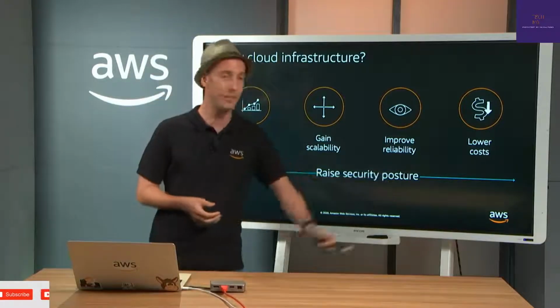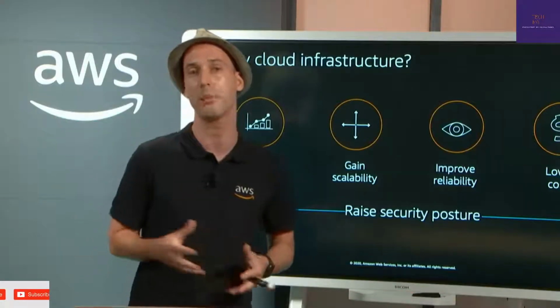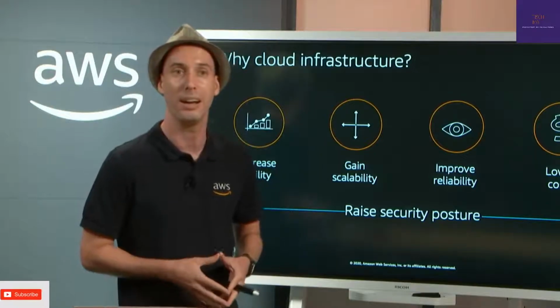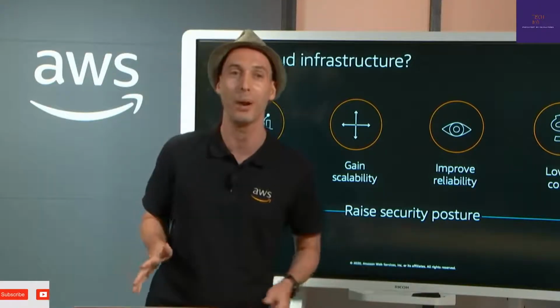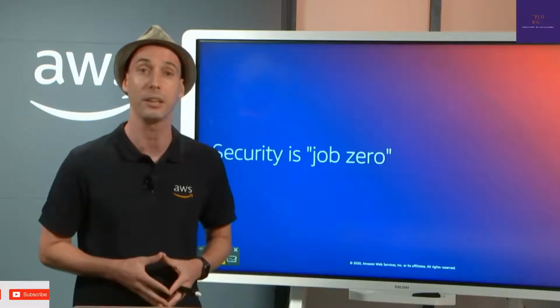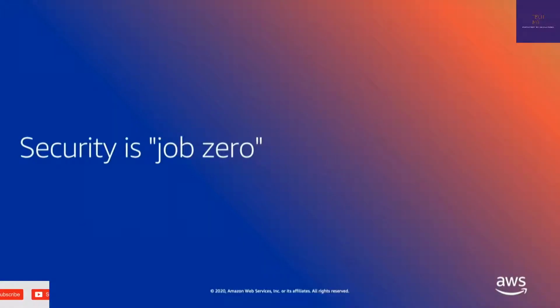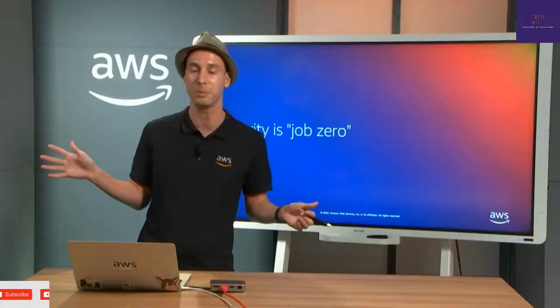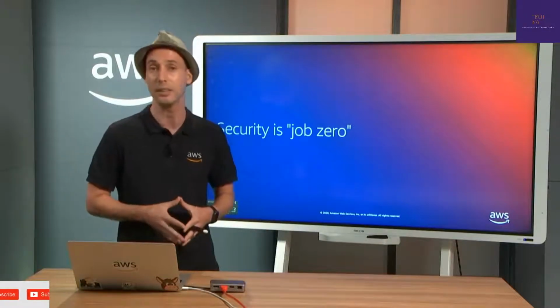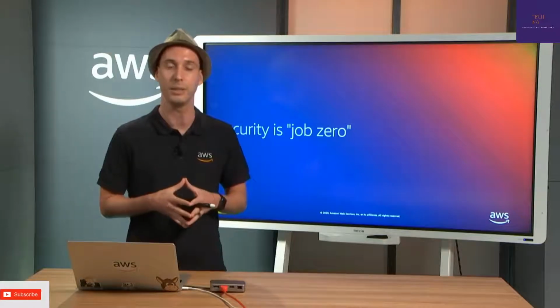But underlying all of this is raising your security posture, right? This is really important. We talk about security being job zero at AWS, and it should be job zero anywhere. What we mean by that is it should be the first thing that you consider in the services and solutions that you're building. So what I want to do in this opening session today is set out for you the basics that you need to know, no matter what kind of solution you're planning on building in the cloud on AWS.